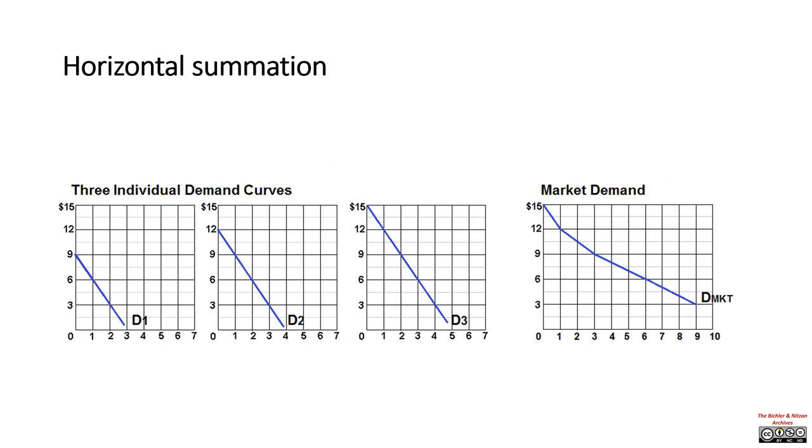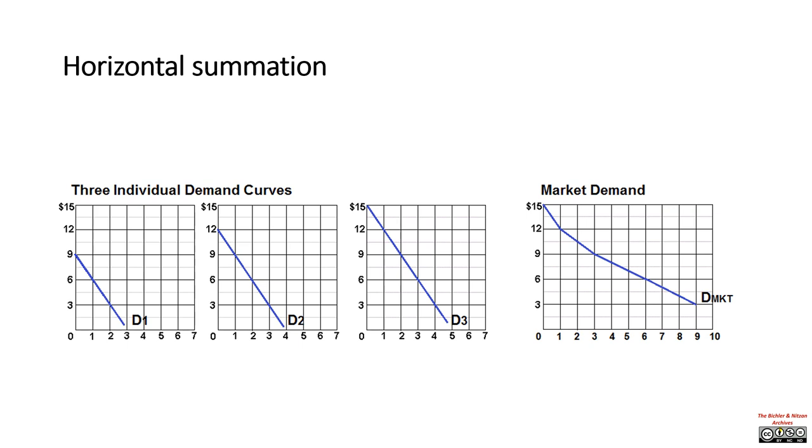Start from the market demand curve. Economic textbooks derive the market demand curve through the horizontal summation of individual demand curves. In this example, we have a market with three individuals and we try to derive the market demand curve based on their individual demand curves.